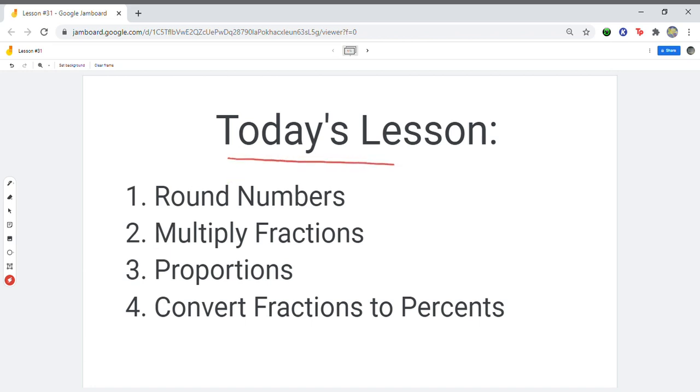Hello, fifth graders. Today we're going to go over how to round numbers, how to multiply fractions, how to solve proportions, and how to convert fractions to percents.